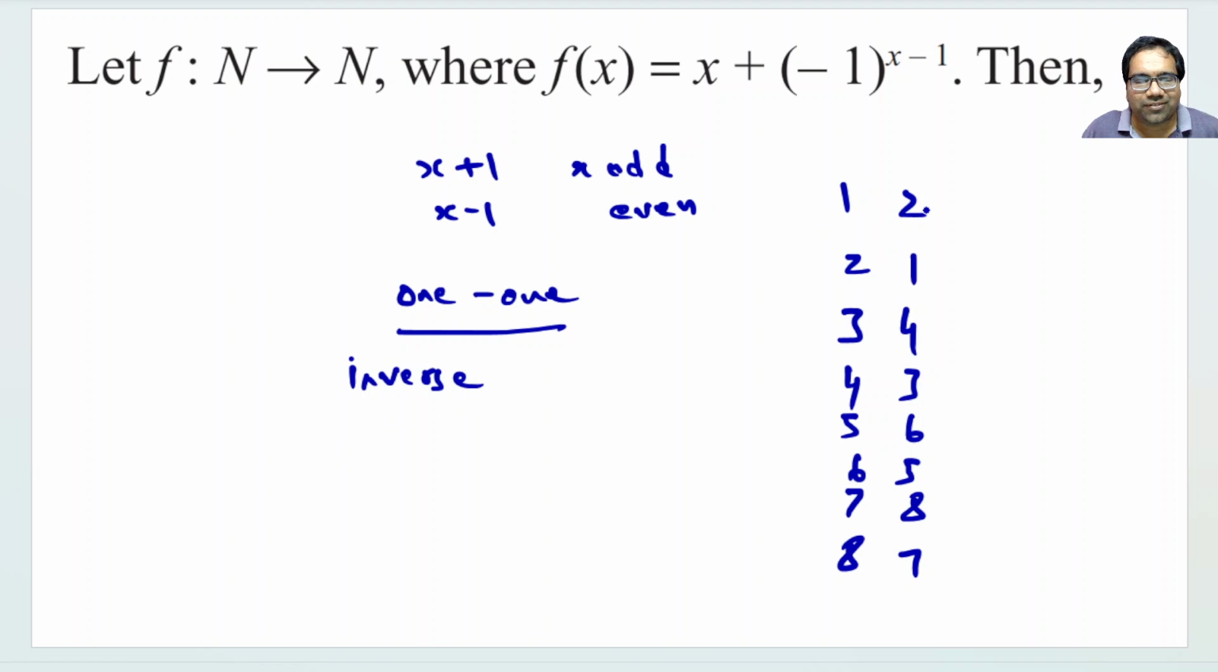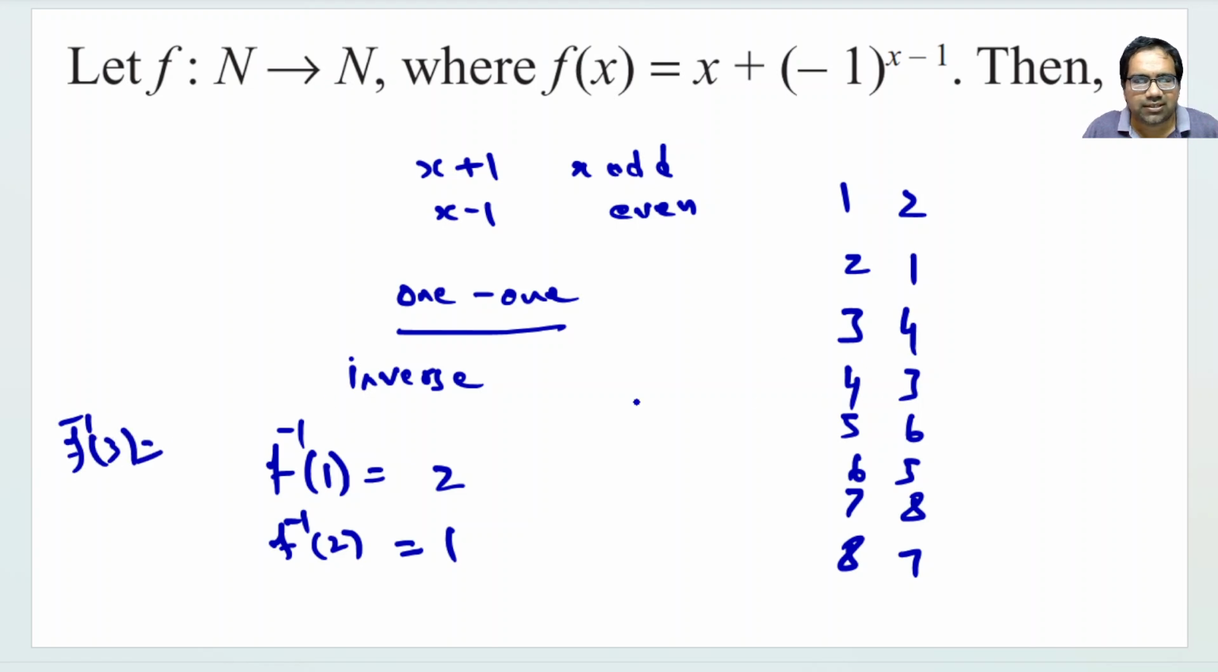Now let's see f inverse. What is f inverse of 1? F inverse of 1 is 2. F inverse of 2 is 1. Similarly, f inverse of 3 is 4, and f inverse of 4 is 3. What does that mean? Both the functions f and f inverse are the same.